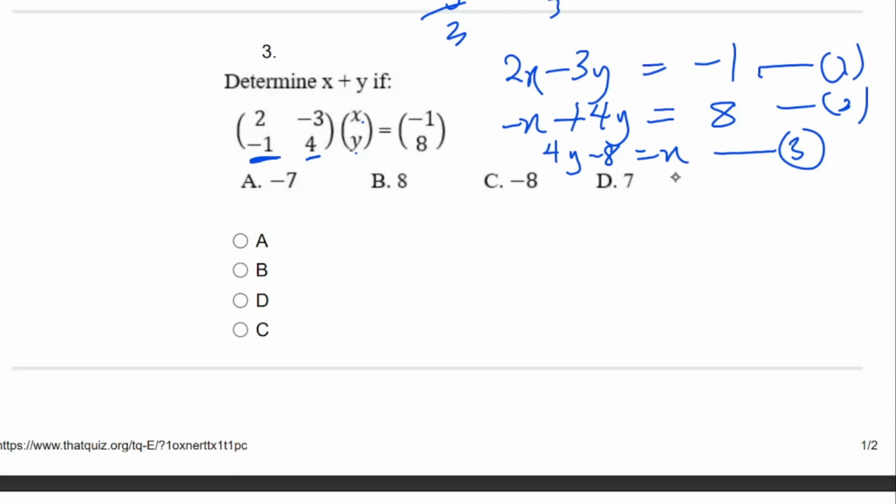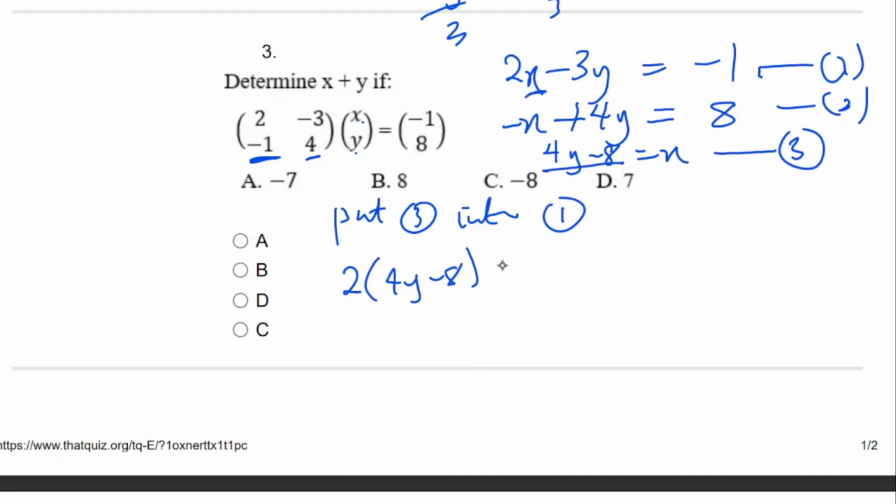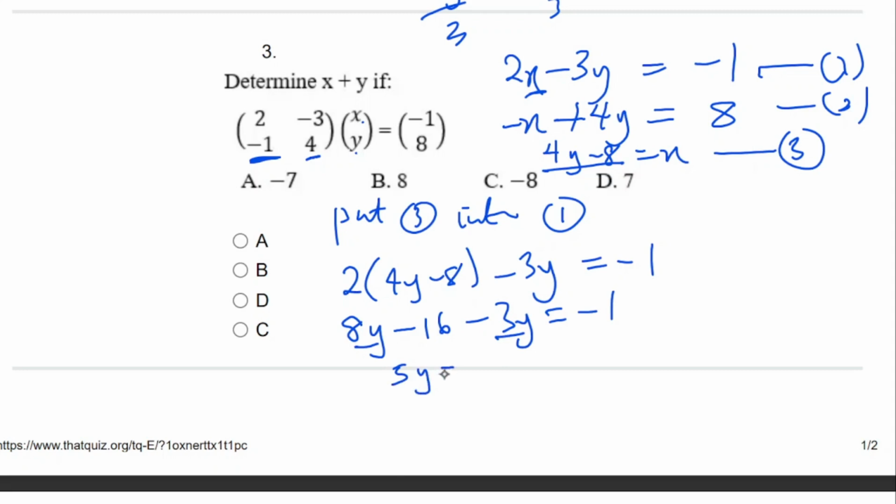I can substitute x into 1. So put 3 into 1. So that will be 2 into 4y minus 8, that is, wherever I see x, I'll put 4y minus 8 there, minus 3y equals to minus 1. I hope I'm making sense. So in this case, this will give us 8y minus 16 minus 3y equals to minus 1. So 8y minus 3y, that gives us 5y equals to minus 1 plus 16.